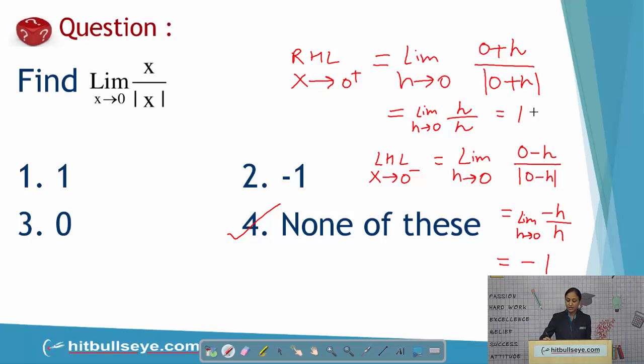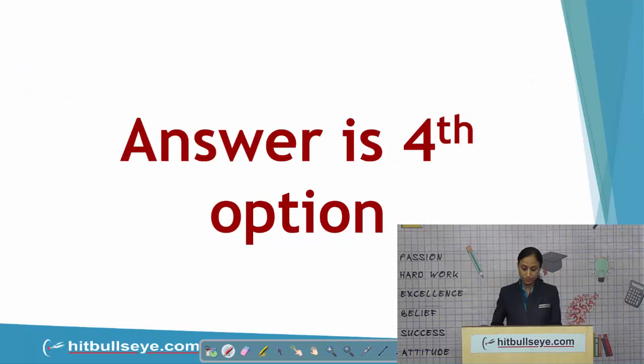So you can see here that the right hand limit and the left hand limit are not equal. Therefore, the limit does not exist. That means the correct answer is none of these. That is the fourth option.